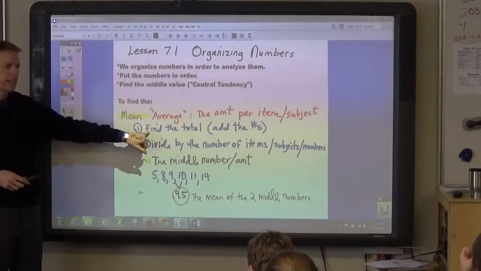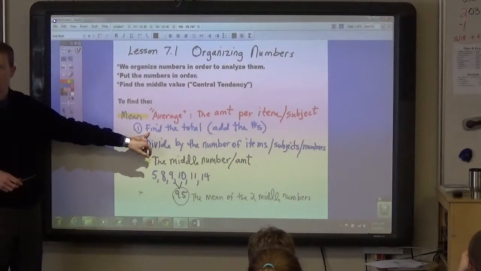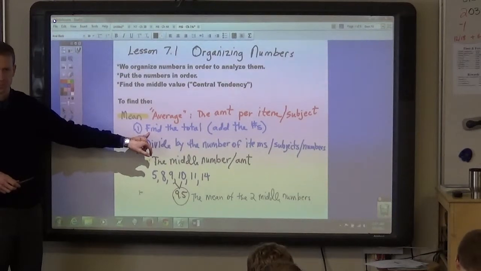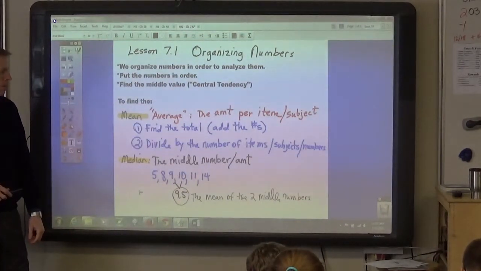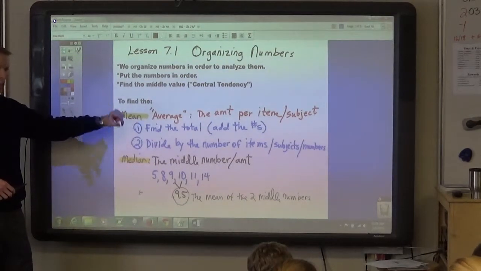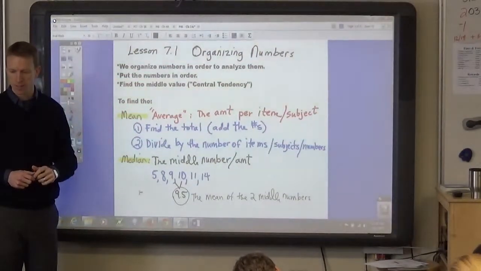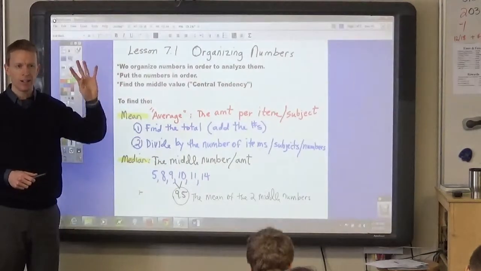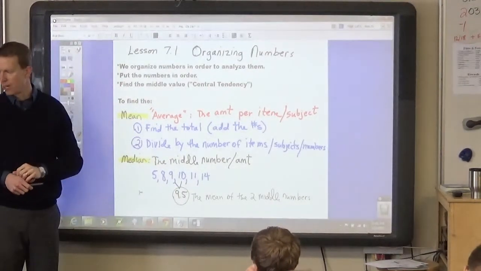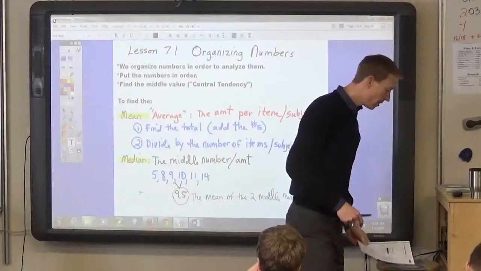Now, to find the mean, you have to add all the numbers. You have to find the total of all the numbers. So you have to add them all up. Find the sum of the numbers. Then, to find the actual mean, you divide by the number of numbers there are in the set. So if there are 4 numbers that you're adding, you divide by 4. If there are 11 numbers in the set, then you divide by 11.